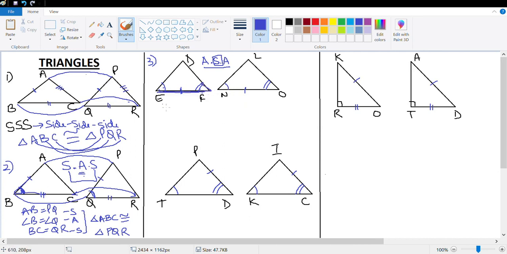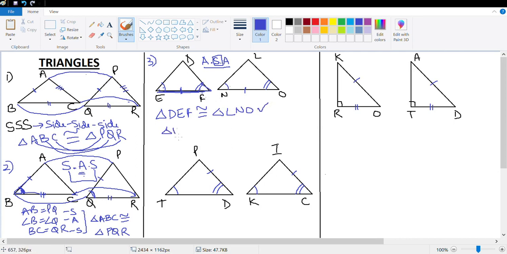So here angle E and angle N are equal, angle F and angle O are equal, and EF is equal to NO. So we will write this as triangle DEF is congruent to triangle L N O; D corresponds to L, E corresponds to N, and F corresponds to O. This is the correct way of writing.